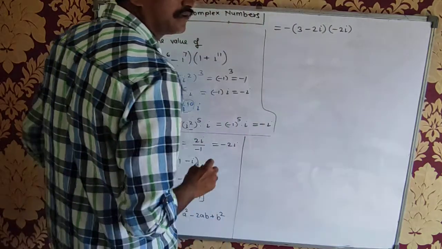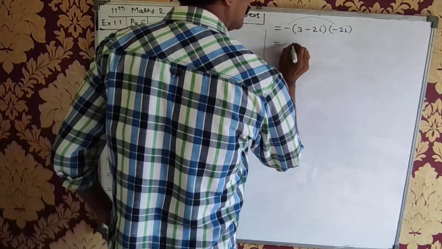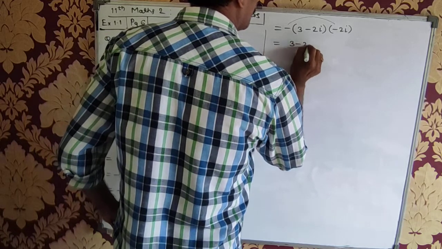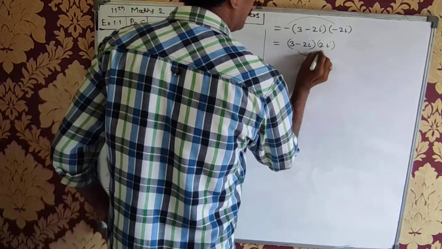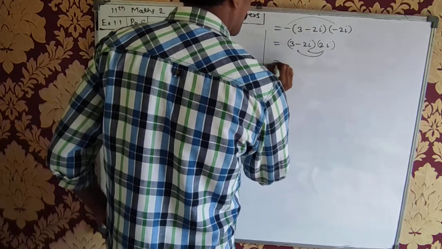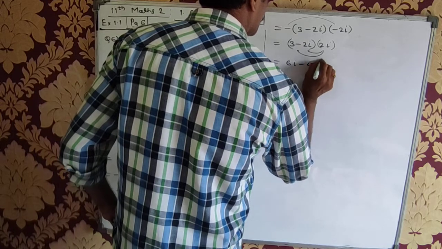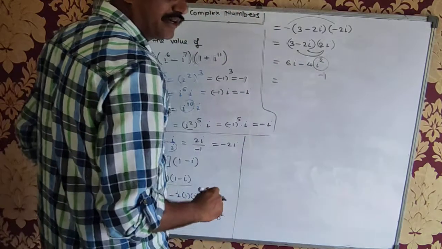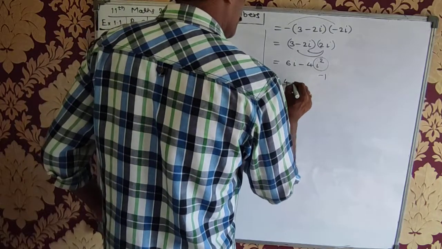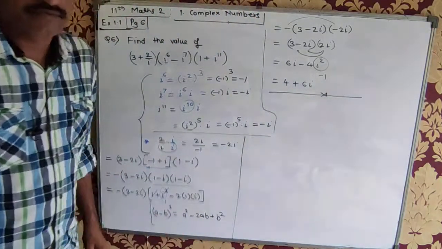Okay? Minus into minus, plus. So this is 3 minus 2i into 2i. Multiply. What will you get? 6i minus 4i square. But i square is minus 1, so minus 4 into minus 1 is plus 4. So this is 4 plus 6i. That's the answer. Is this okay? Please check.